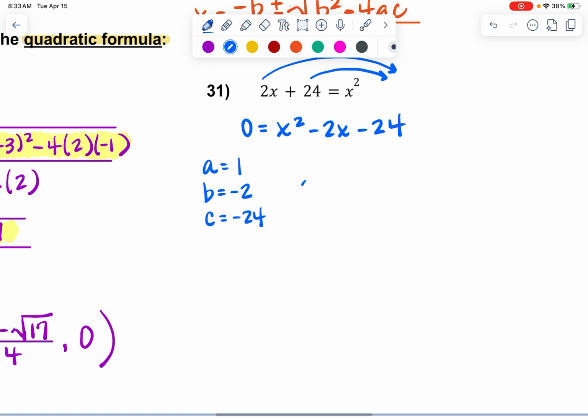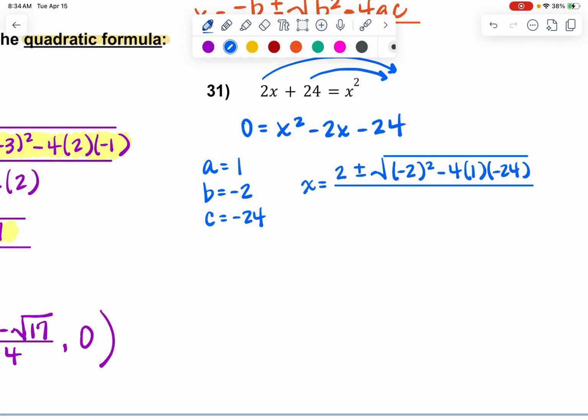All right, so here we go. x equals negative b, but again, b is already negative, so negative b would be negative 2, which would be positive 2, plus or minus square root, and then b squared, in parentheses, minus 4 times a times c, lots of stuff going on there, all over 2a, so 2 times 1. All right, and again, that's step number 1, just putting all the a's, b's, and c's in.